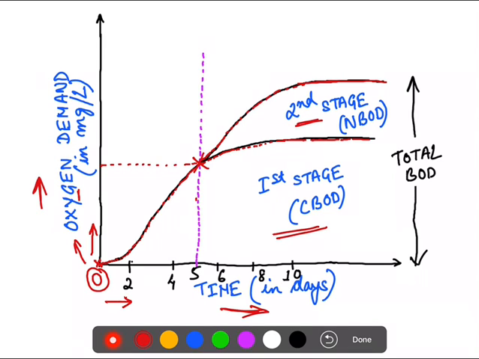What is first stage BOD? First stage BOD is also called carbonaceous BOD. So what is carbonaceous BOD? Carbonaceous BOD is the oxygen demand by the bacteria to oxidize the compounds which are carbon based. Okay, that means, see, go to a new slide.